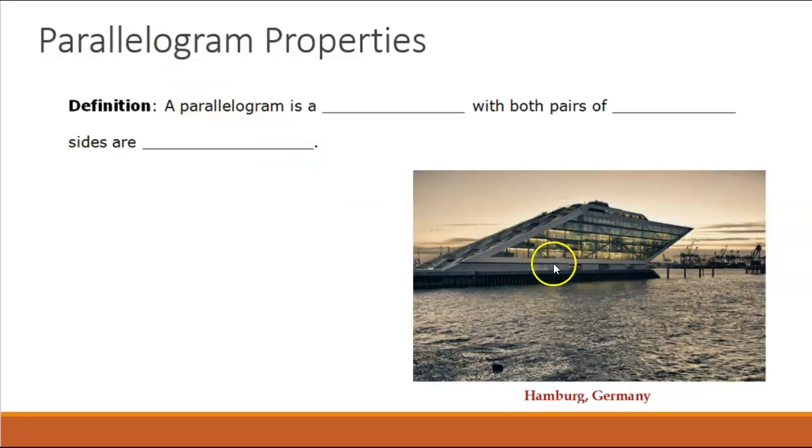These are windows. So the perspective on this is a little hard to see, but this building is huge. Like, this is a whole office window there. So tiny people. Like, a person would probably be like this tall, maybe smaller. So it's huge. So a parallelogram is a blank. It's a polygon with both pairs of opposite sides that are parallel. That's why it's called a parallelogram.